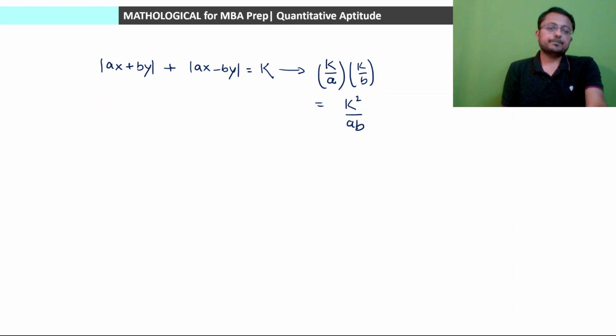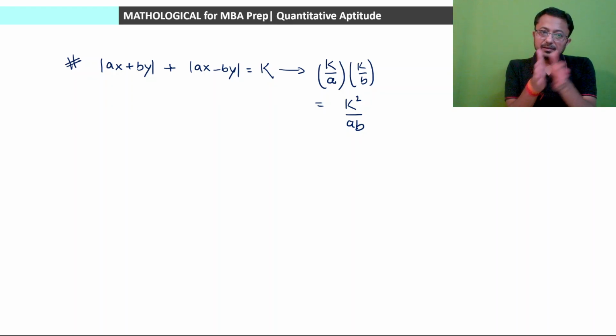Clear? But always remember that this is the case when our equation is mod of ax plus by plus mod of ax minus by. That is, the coefficient of x in both the modulus is the same and the coefficient of y in both the modulus is the same. Only the sign between them is changing from plus to minus. Only then will this apply. Otherwise, we will have to solve manually and find the cases. For example, if it were mod of ax plus by plus mod of bx minus ay, then the area will not be k square upon ab. Then we'll have to consider the cases accordingly. Okay, is this clear?